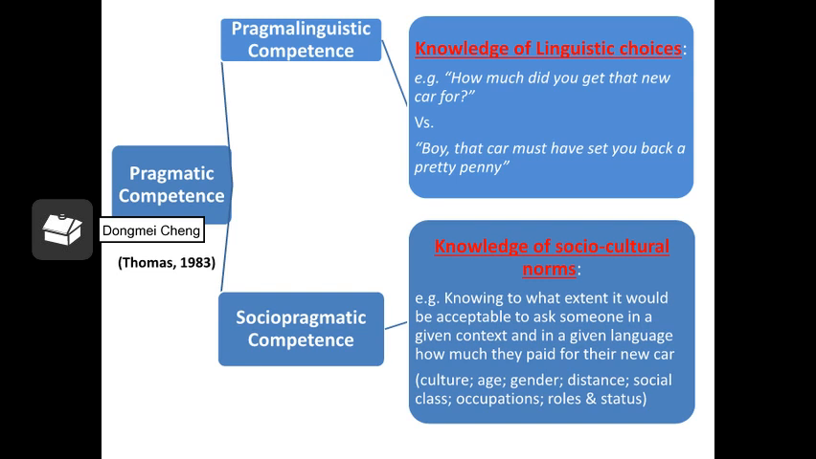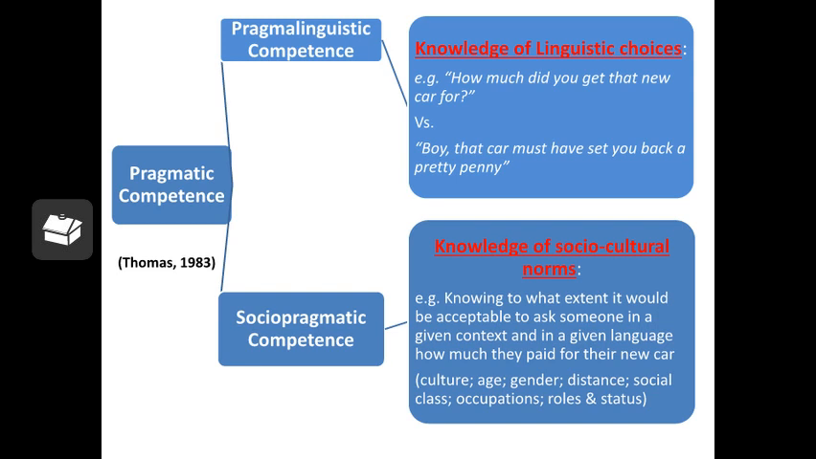When it comes to pragmatic competence, or the ability to use language in real communicative settings, there are two types according to Thomas, 1983. Pragmalinguistic competence refers to the knowledge of linguistic choices. For example, advanced learners or speakers of English know different linguistic choices when it comes to requesting information. For example, instead of asking directly, "How much did you pay for that new car?" we might use the indirect approach and initiate a comment first by saying, "Boy, that car must have set you back a pretty penny."